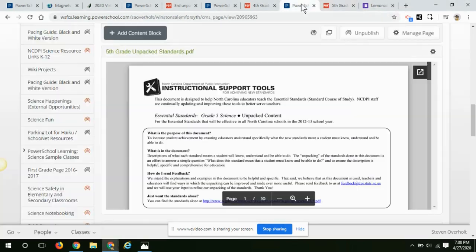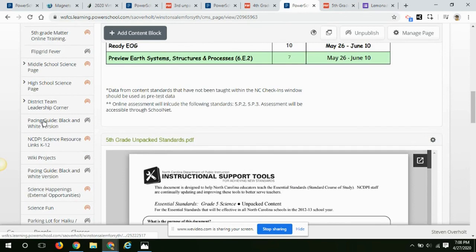So now that we have that understanding, and get me off my soapbox, we're going to come back in here and look at the resources that we have.